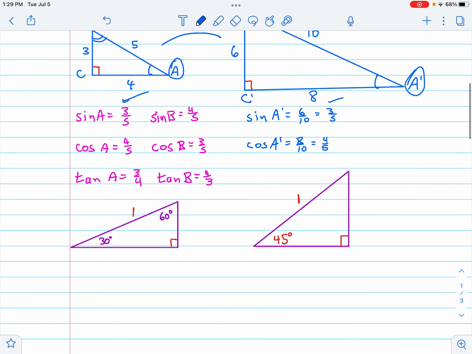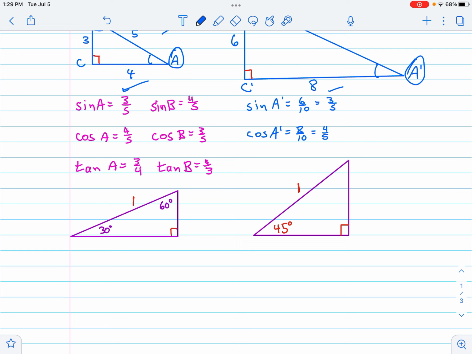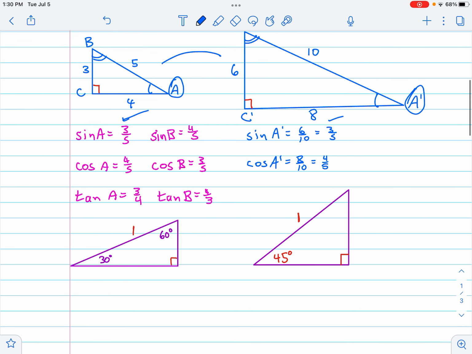So let's look down here at this 30, 60, 90 triangle. The lesson we learned is that, in this case, let's just make the hypotenuse 1, because the sine of A is equal to the sine of A no matter how long the sides are. So the sine of a 30-degree angle is going to be the sine of a 30-degree angle no matter how long the hypotenuse is. So for simplicity's sake, let's just make the hypotenuse 1.